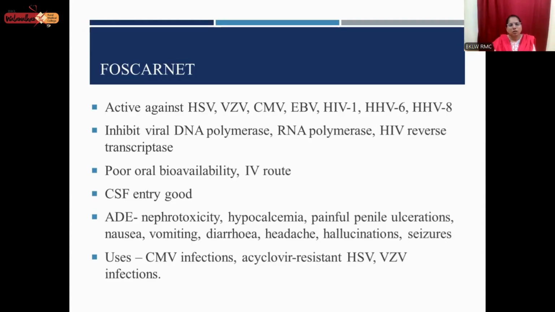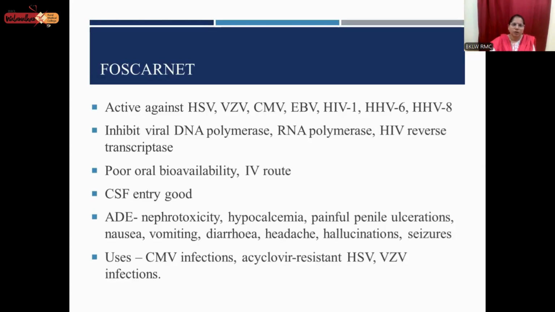So it is indicated for CMV infections, and acyclovir-resistant simplex and zoster infections. It produces adverse effects related to the GIT, nephrotoxicity, and CNS, that is headache, hallucination, and seizures.